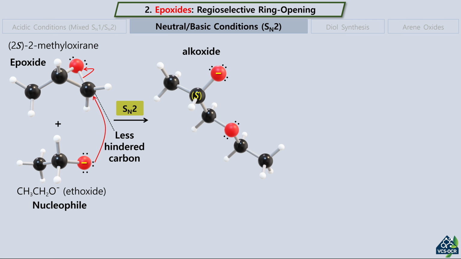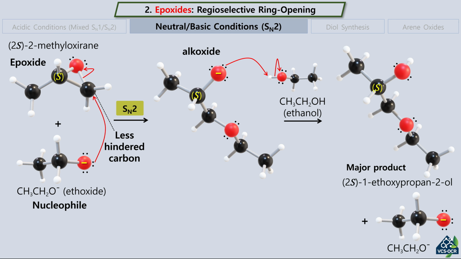As it performs a backside attack, the C-O bond breaks and the ring opens, forming an alkoxide intermediate. It is important to note that if the attack occurs at a non-chiral center, the stereochemistry of the existing chiral center remains preserved. In the final step, the resulting intermediate is protonated by the solvent to yield the stable neutral product. This sequence clearly illustrates how steric accessibility dictates the regiochemical outcome in basic ring-opening reactions, leading to the formation of a product where the nucleophile is attached to the less substituted position.